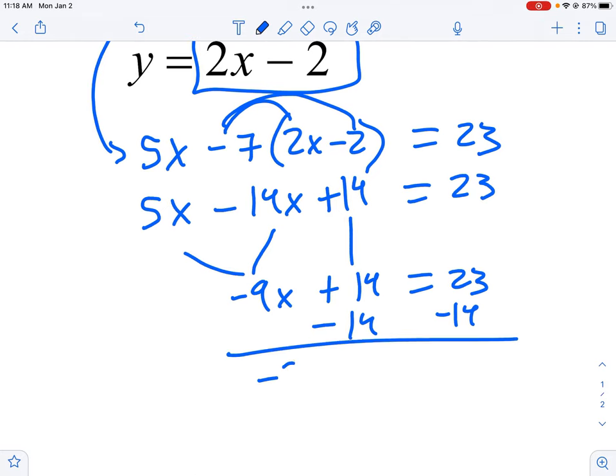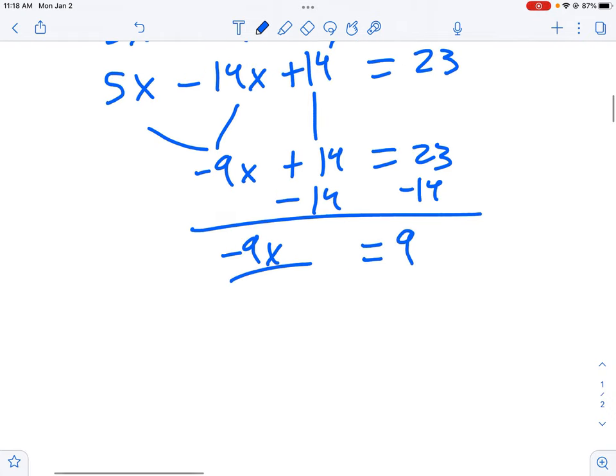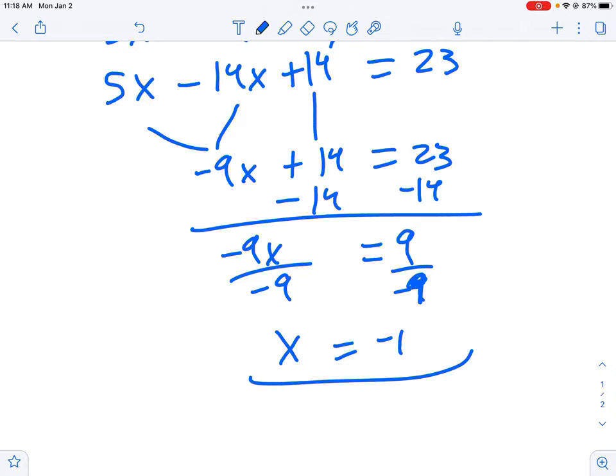And now we got negative 9x equals... oh, that's negative 9. And let's divide both sides by negative 9. And now we got x is negative 1. Remember, positive divided by negative is negative. So negative 9 divided by negative 9, we got negative 1.